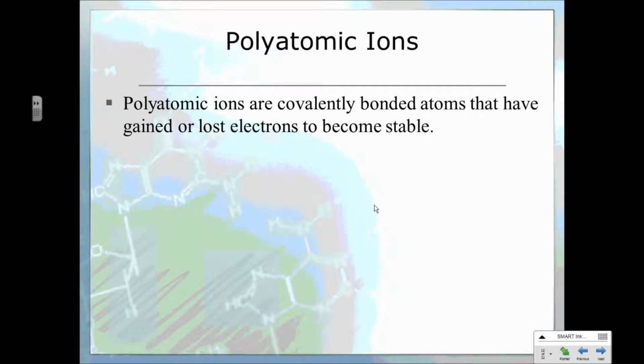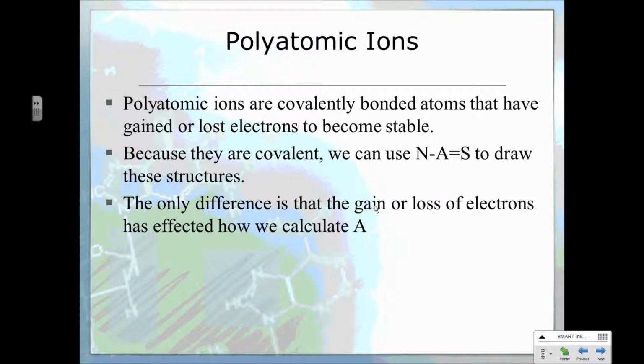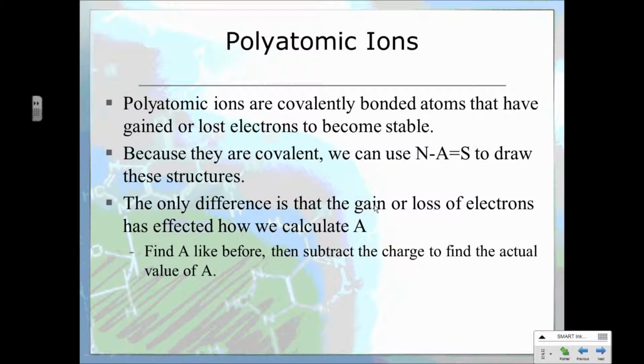In polyatomic ions, we do have a covalently bonded group of substances, so N minus A equals S does still apply, but it's gained or lost electrons, so we have to account for that in our N minus A equals S. What you do is you account for the electrons gained or lost in the A value. The easy way to think of this is find A just like we did before and then subtract whatever the charge was. That will appropriately fix A, because a negative charge means we have extra electrons. It gained electrons, so my A should be going up. Well, 6 minus my charge, if the charge is negative, is going to make it go up.